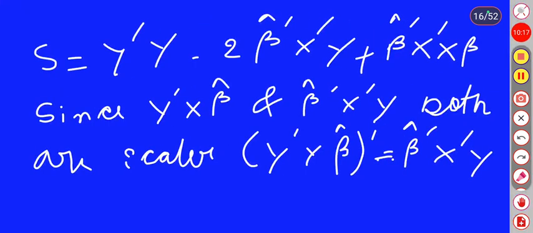So S is equal to y prime y minus 2 beta hat prime x prime y plus beta hat prime x prime x beta hat, since y prime x beta hat and beta hat prime x prime y both are scalar, that is why y prime x beta hat is equal to beta hat prime x prime y.